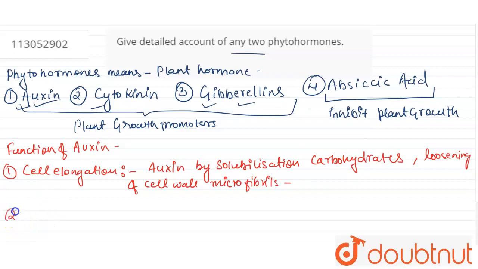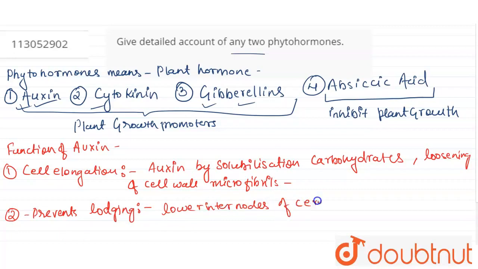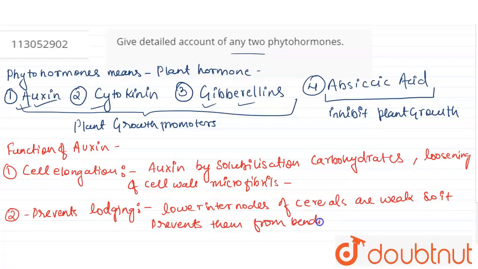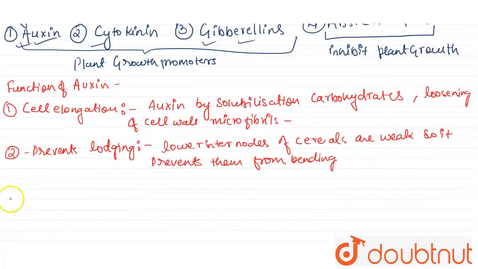The second function of auxin is that it prevents lodging. What does lodging mean? The lower internodes of cereal plants are weak, so auxin prevents them from bending.